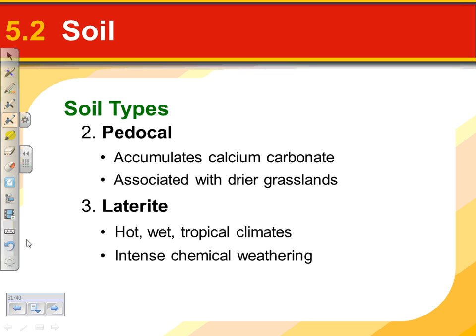A pedocal soil accumulates calcium carbonate associated with drier grasslands. As we move westward across Mississippi into Nebraska, Colorado, parts of southern Minnesota, you're going to see more of this pedocal type soil. It's associated with drier grasslands, the central plains, or a prairie environment. And then laterite is found in hot, wet tropical climates with intense chemical weathering. You can see this type of soil especially around Florida and as you move closer to the equator.